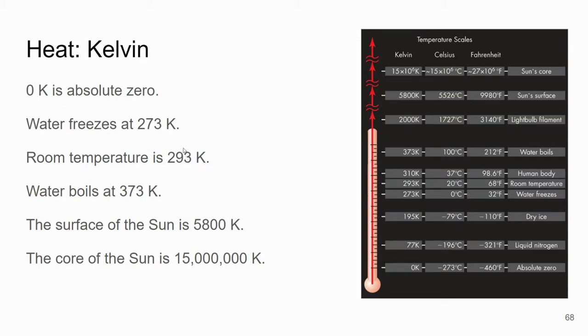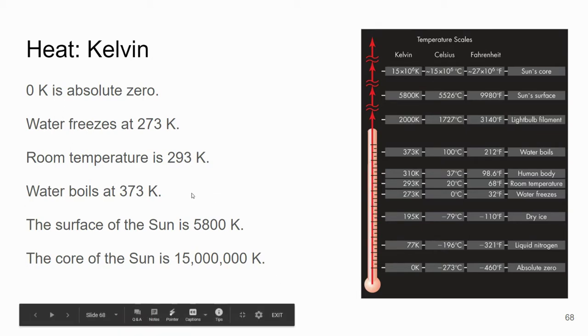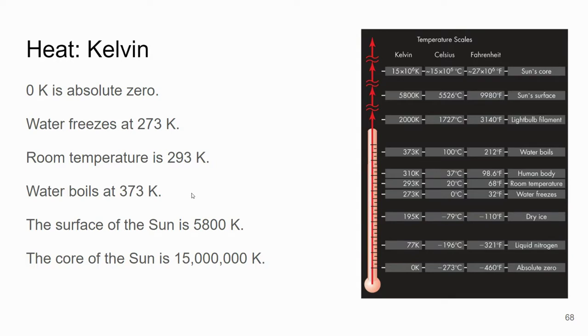And now to astronomical things. The surface of the sun is a pretty warm 5,800 Kelvin. The core of the sun is much, much hotter. It's 15 million Kelvin. So when someone says, how hot is the sun? Well, it depends very much what part of the sun you're talking about.